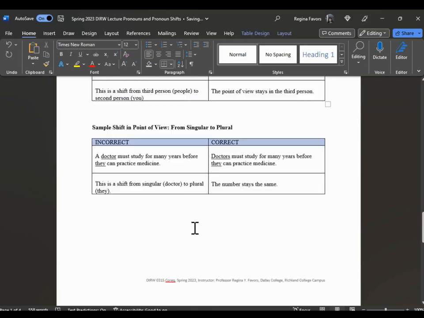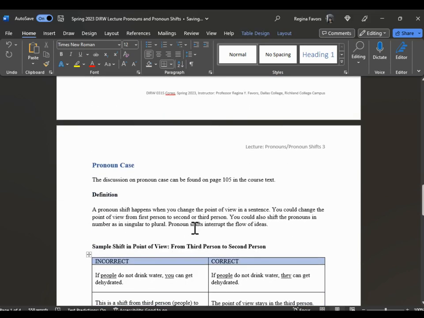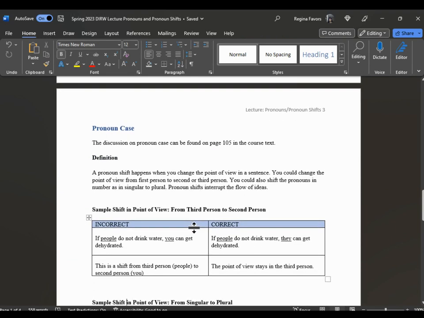So then let's look at pronoun case. The discussion on pronoun case can be found on page 105 in the course text. A pronoun shift happens when you change the point of view in a sentence. You could change the point of view from first person to second or third person. You could also shift the pronouns in number, as in singular, plural.